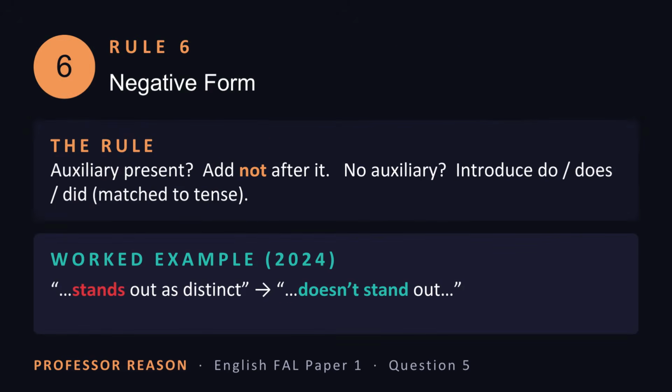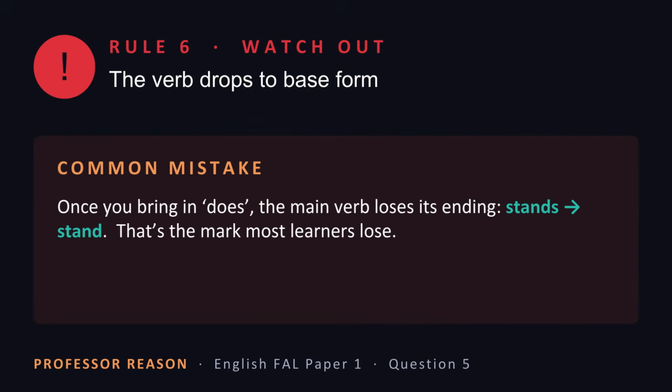Let's go. Rule number 6, negative form. If there is an auxiliary verb, is, are, was, have, has, will, can, could, just add not after it. If there is no auxiliary verb, introduce one using do, does, or did. It should match the tense.